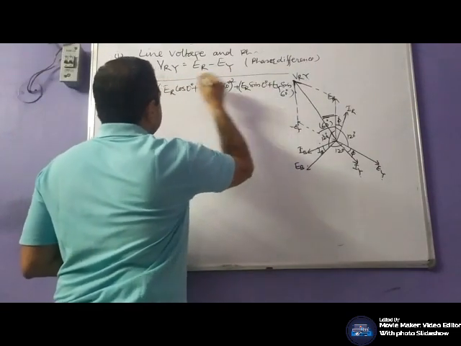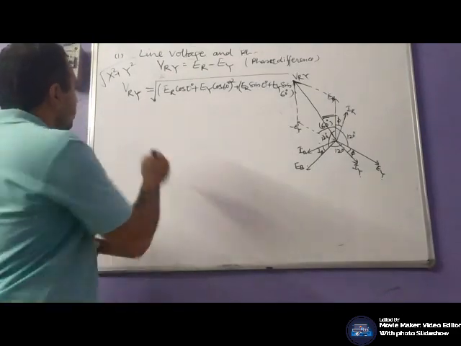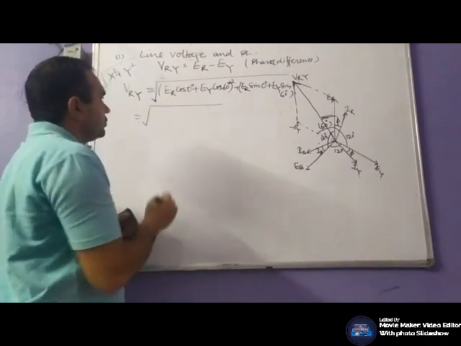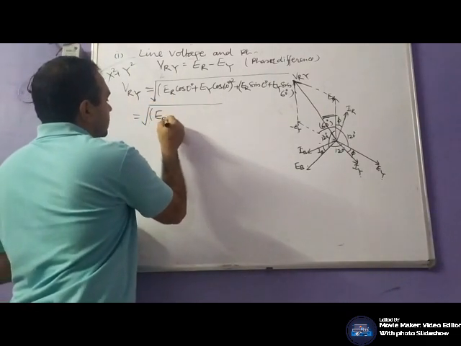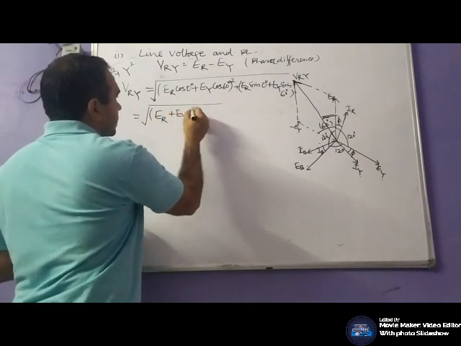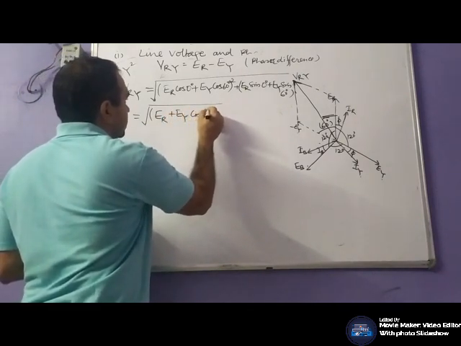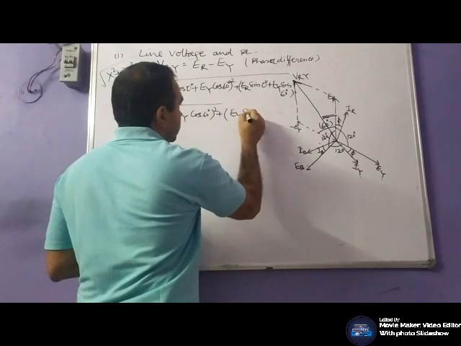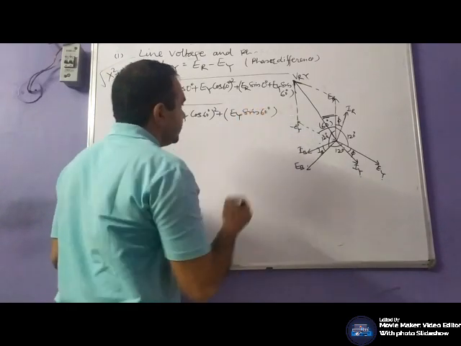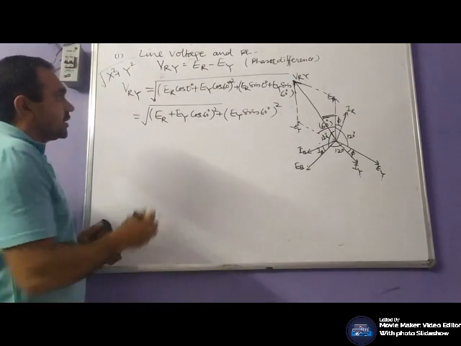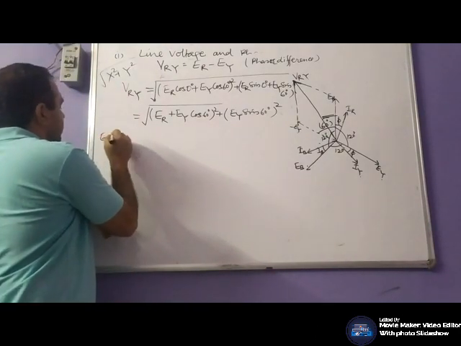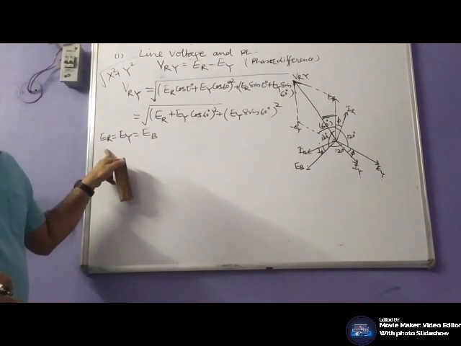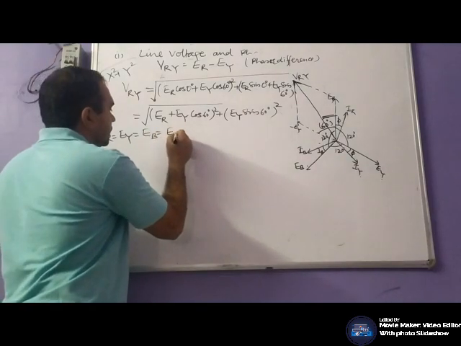Under the root, that is, the square root of (ER cos 0 plus EY cos 60 degrees) squared plus (ER sin 0 plus EY sin 60 degrees) squared. As we know, ER is equal to EY is equal to EB. These are the phase voltages, and that is equal to E phase.